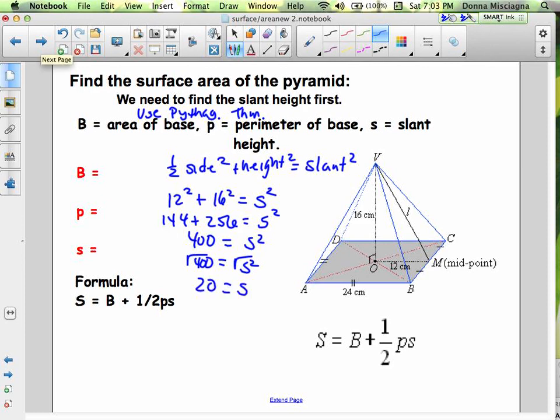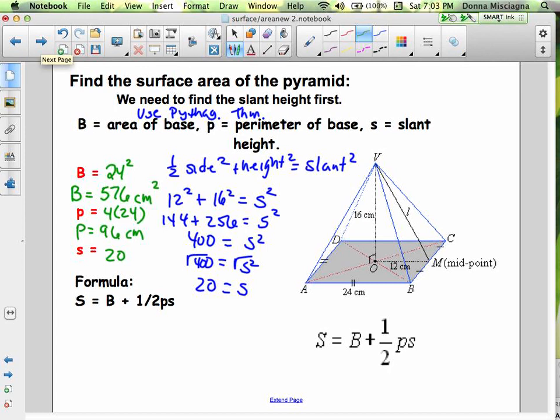Now we can find the surface area. Actually, we have to find the area of the base and the perimeter, and then we can find the surface area, but these are easy things to do. That is a square, so our base is going to be 24 squared. So our base area is going to be 576 centimeters squared. Our perimeter, it's a square. They're all exactly the same. So there are 4 sides, and they're all 24. So that's going to be 96 centimeters.